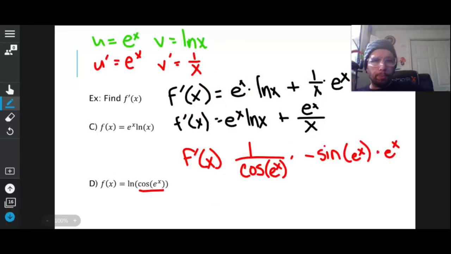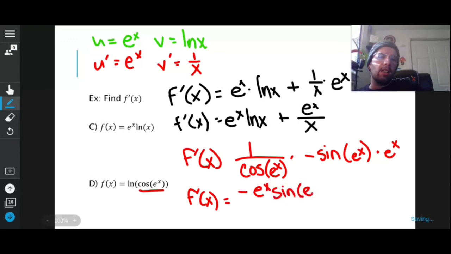So, check this out. This is going to be adorable. F of x equals, I'm going to multiply that whole thing to the top, negative e to the x sine e to the x, over cosine e to the x. Now, why the heck did I put that cosine all the way to the right?